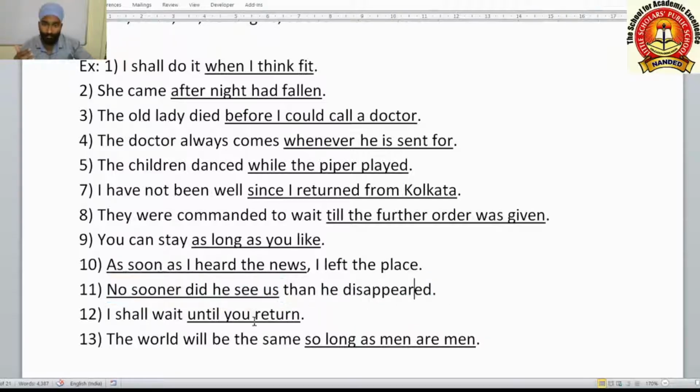I shall wait until you return. Until tells the time. Now this is telling the time of this action, I shall wait. The world will be the same so long as men are men. So long also tells about the action. How long? So long as men are men.